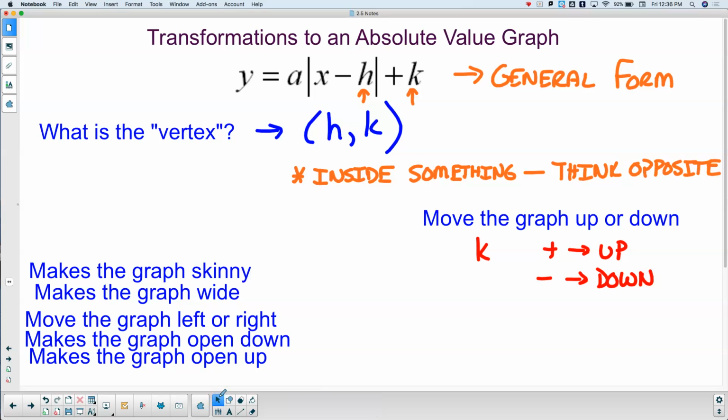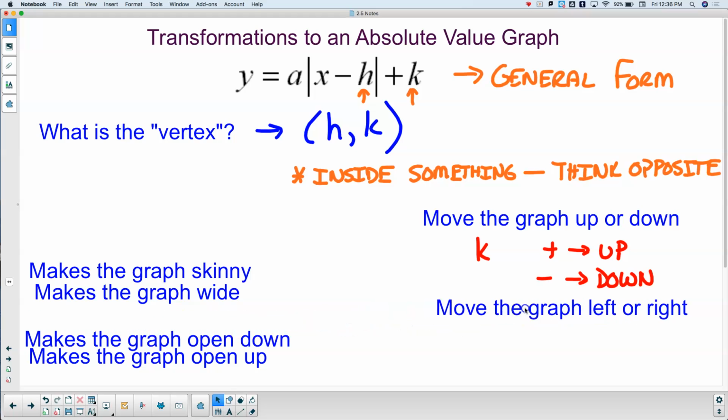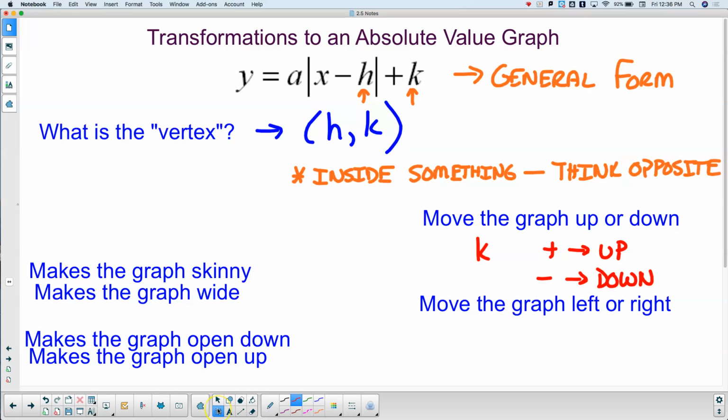Moving the graph left or right, that's all from H. So if it's X plus H in there, that's going to move it to the left. Again, opposite thinking. If it's X minus H, that's going to move it to the right.